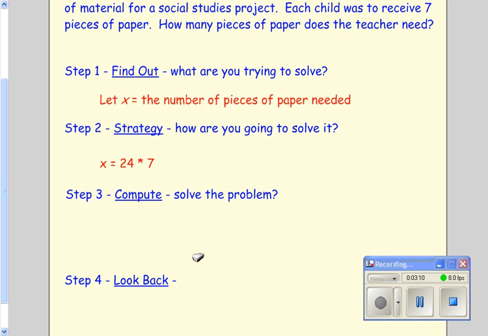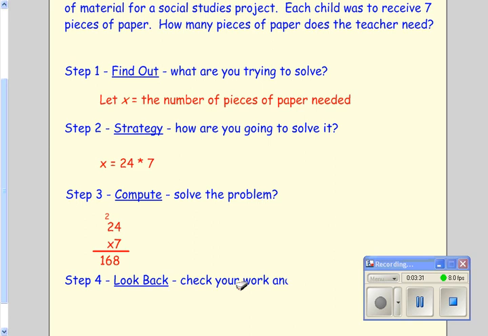All right, now 24 times 7 is 168. And now we're ready for step 4. And step 4 is to look back. But it's actually 2 things. You're going to check your work. Now, how do we check our work? How do we check our work?